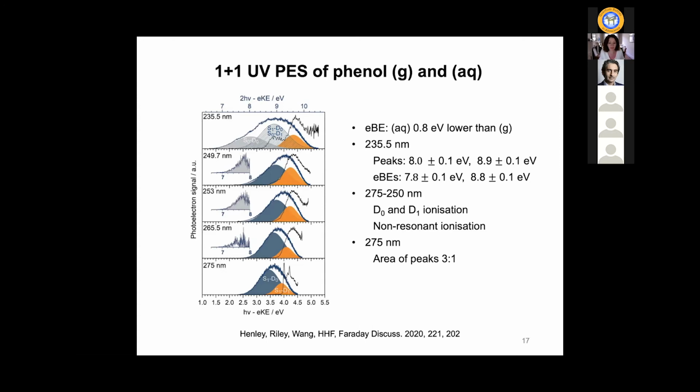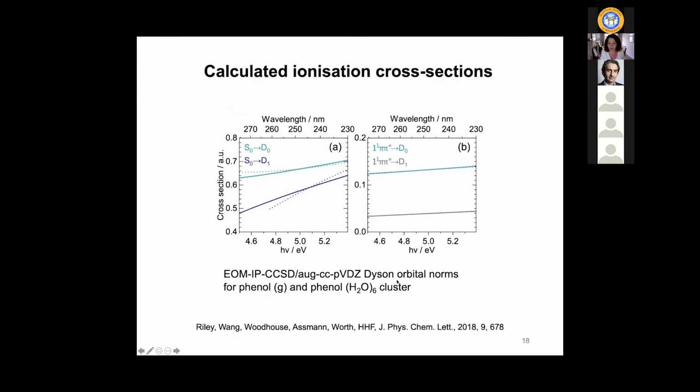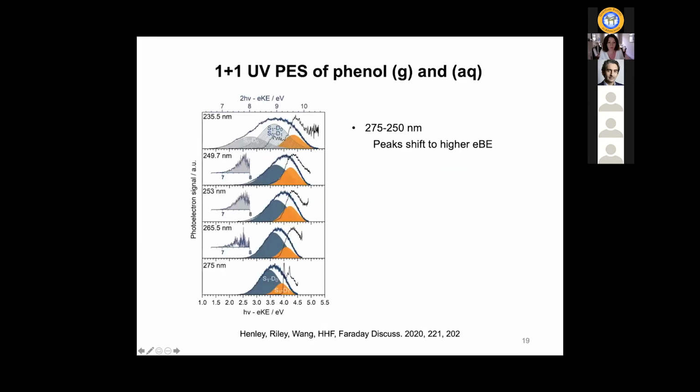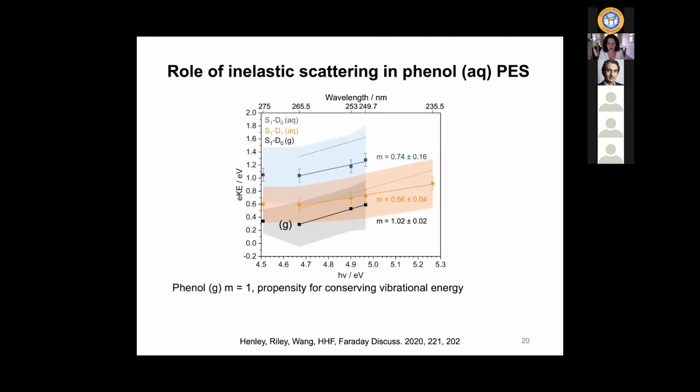If we look at the 275 nanometer spectrum, when we're exciting near the adiabatic excitation energy, we can see that the ratio of the two peak areas is around 3:1. And we can compare these with some calculated ionization cross-sections, where the ratios are also 3:1, so in excellent agreement. If you look more carefully at these peaks, you can see that these orange peaks are moving towards higher binding energy as we increase the photon energy. And this is obviously due to inelastic scattering that I've already mentioned.